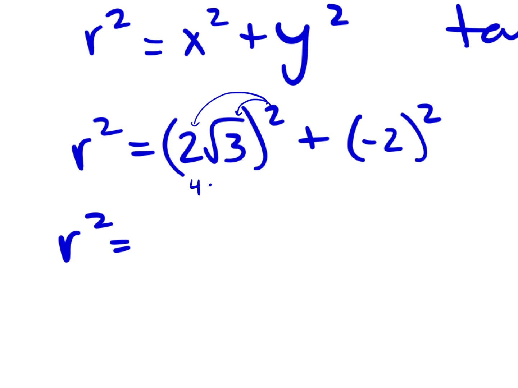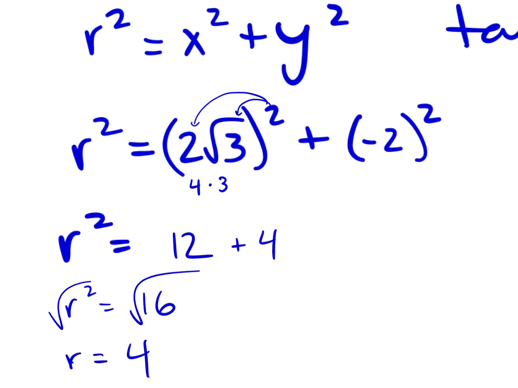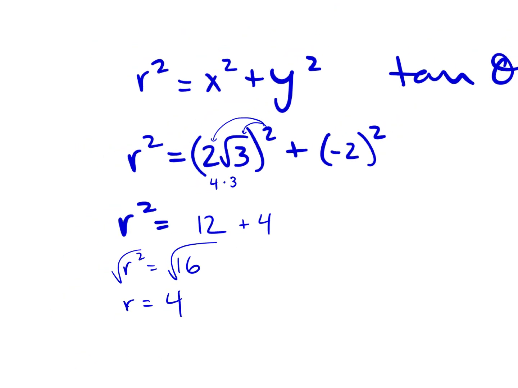And what's square root 3 squared? 3. So we have 4 times 3, which would be 12. Plus, what's -2 squared? 4. So r squared equals 16. So r would be 4. Perfect. So we have our r.